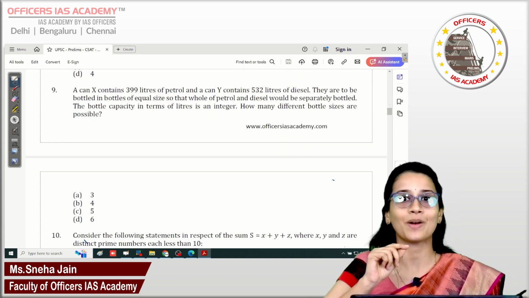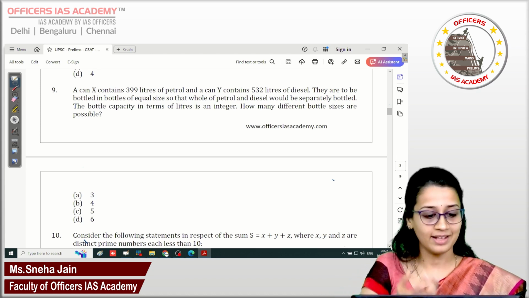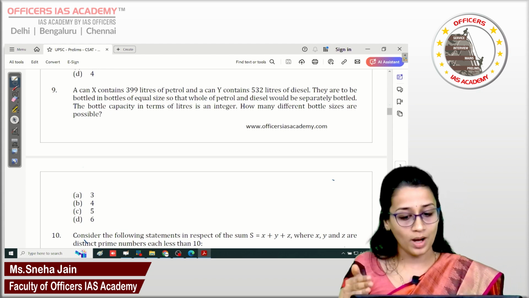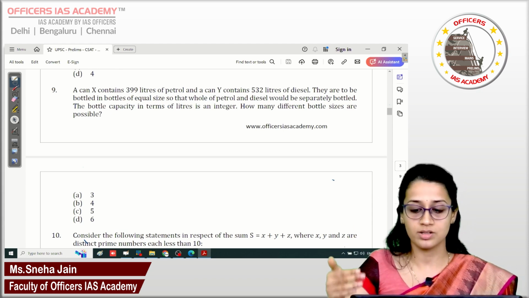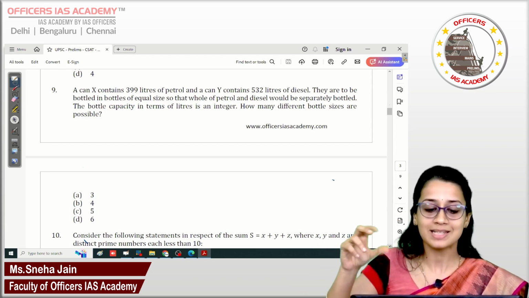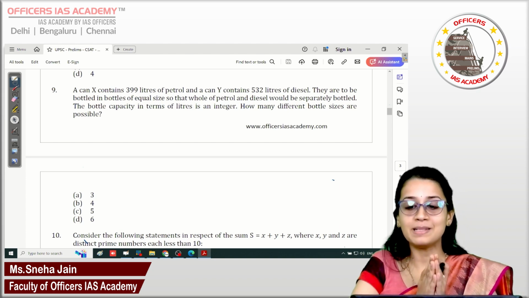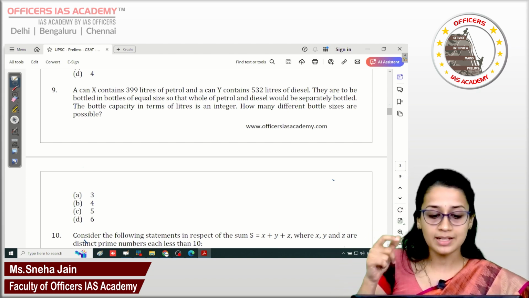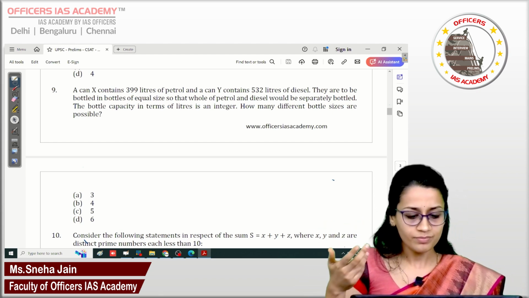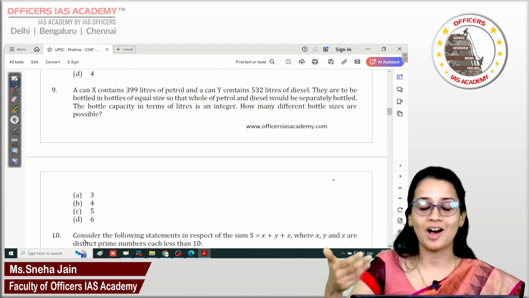This question is from HCF, a subtopic of number system. A can X contains 399 liters of petrol and a can Y contains 532 liters of diesel. They are to be bottled in bottles of equal sizes so that the whole of the petrol and the diesel can be separately bottled. The bottle capacity in terms of liters is an integer, which means it's a whole number. How many different bottle sizes are possible?